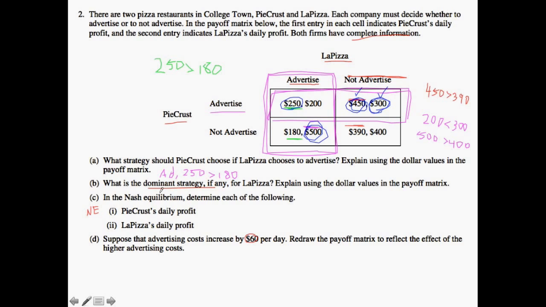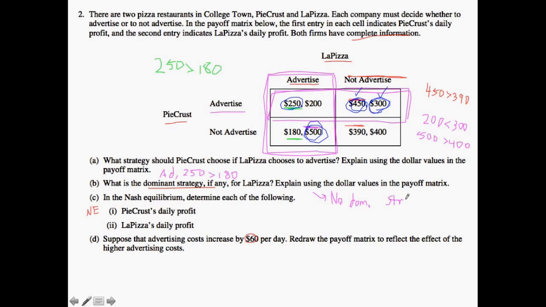Now, the second question asks about what is the dominant strategy, if any, for La Pizza. Explain using the dollar values in the payoff matrix. So the dominant strategy is essentially asking if there's a situation in which one strategy is always better than another strategy, regardless of what the opponent plays. Let's think about what La Pizza does in the case in which Pie Crust advertises. We found that La Pizza would choose to not advertise. And in the case in which Pie Crust did not advertise, we found that La Pizza would advertise. Therefore, because La Pizza's actions are always reliant on Pie Crust and its best responses change, we have no dominant strategy.